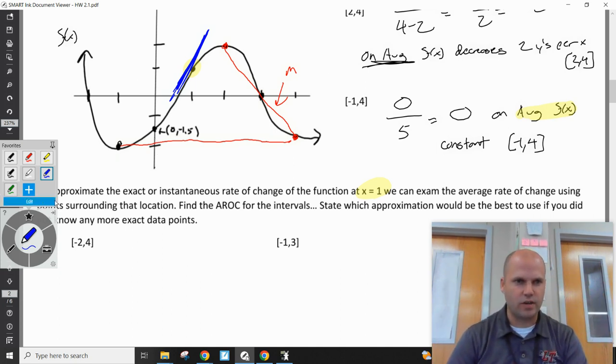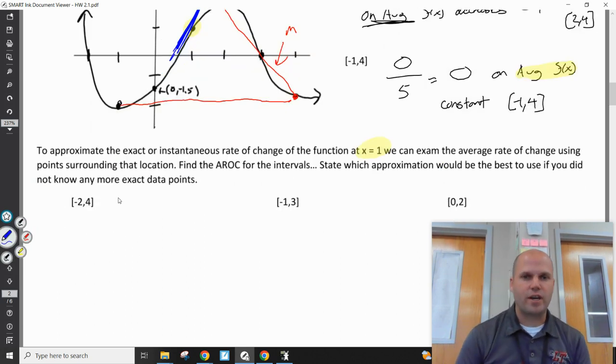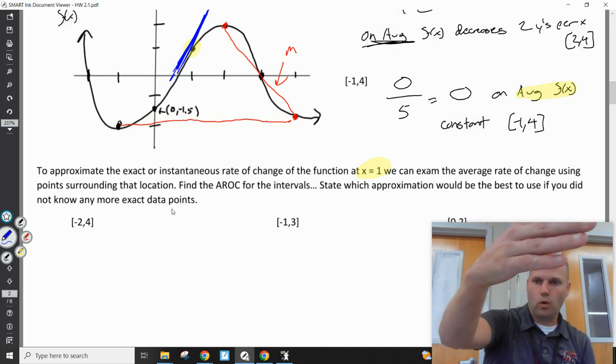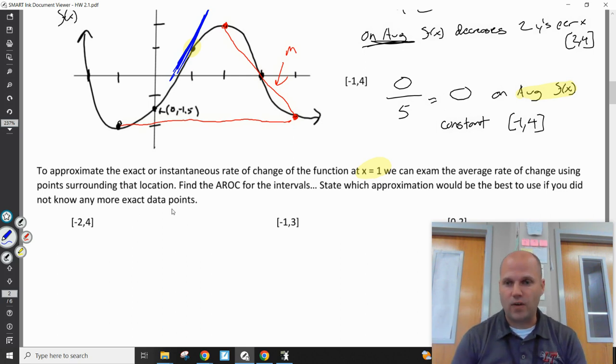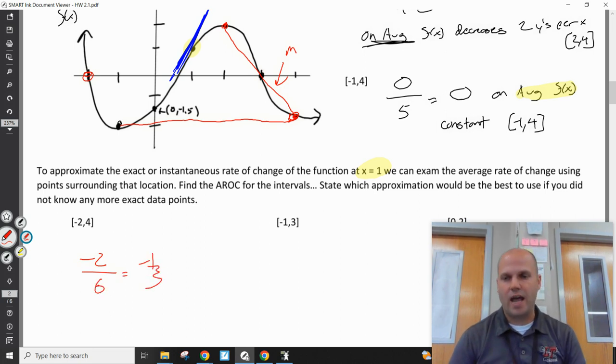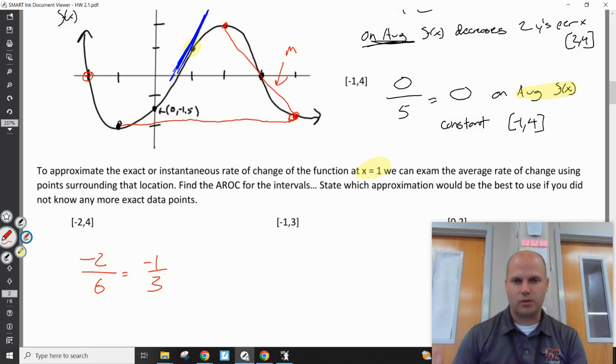Derivatives, instantaneous rate of change. Now, this question asked, if you could find an average rate of change, which one would give you the best approximation for what's going on at x equals 1? I'm not going to find the values, I'll do it later. But from negative 2 to 4, obviously that's not going to be a good approximation. I go down 2 over 6, negative 1/3. On average, my function decreases a third of a y per x over this entire interval. This interval is so big, I do not feel comfortable. I can see the slope. It does not look like what's going on there.